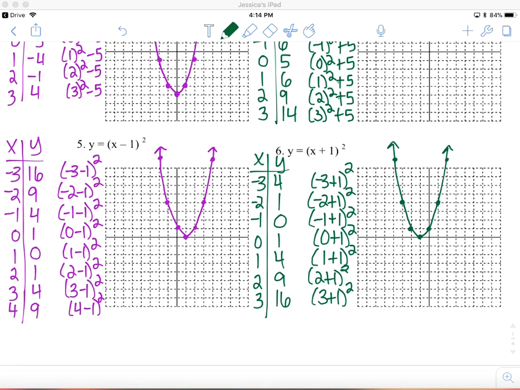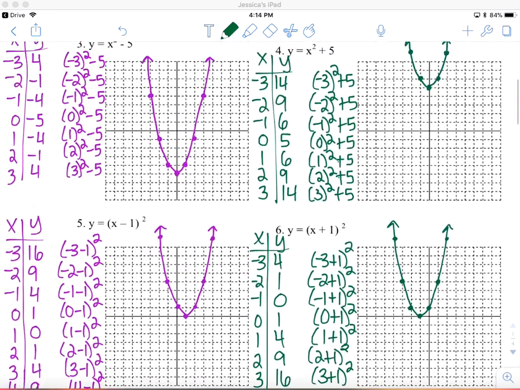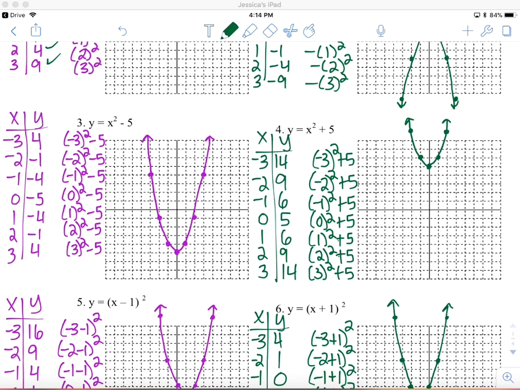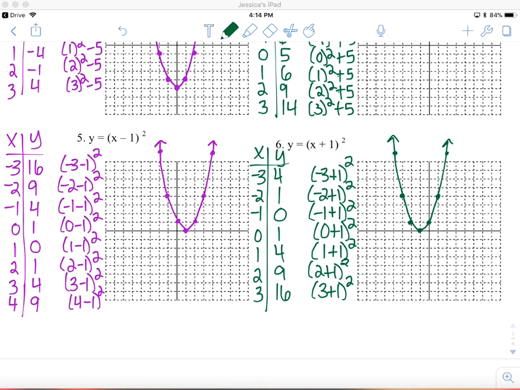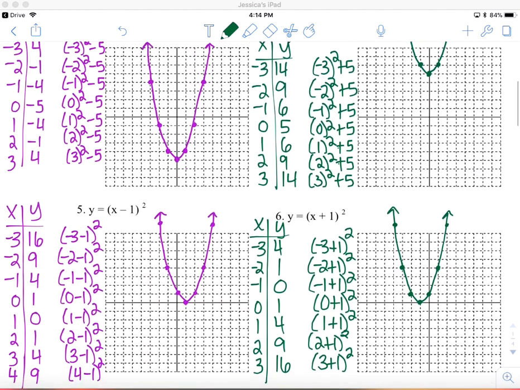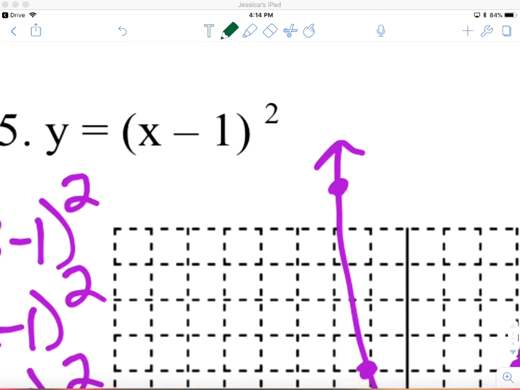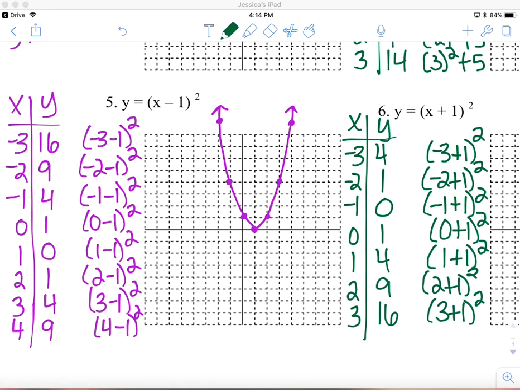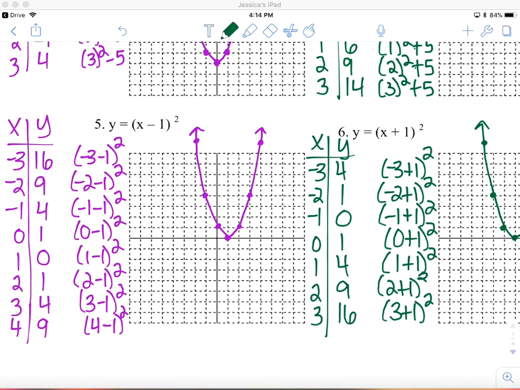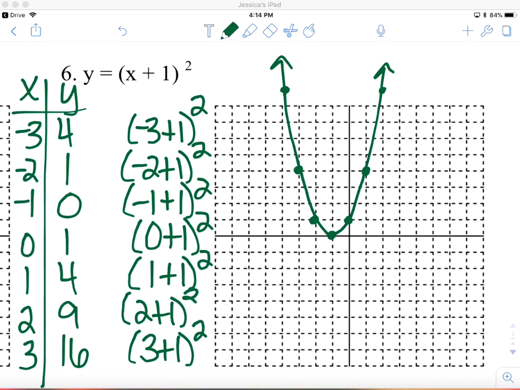If your number is in the parentheses, it's going to move it left and right. If it's out of the parentheses, it's going to move it up and down. There's also one more special thing that you need to look at for 5 and 6. Minus 1 in the parentheses you would think would mean to the left one, but it's actually the opposite. In the parentheses is opposite of what you would think. The minus 1 actually means we're moving everything to the right one. The plus 1 means we're actually moving everything to the left one.